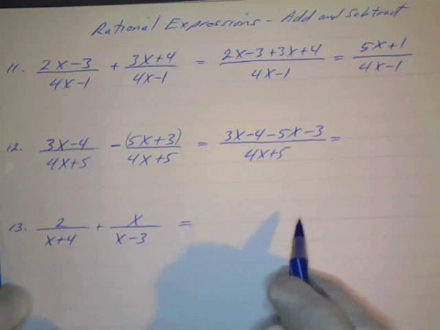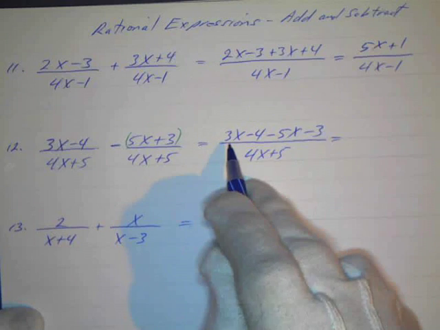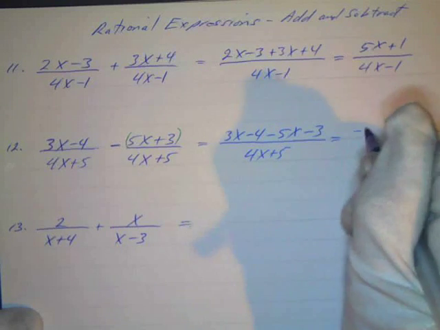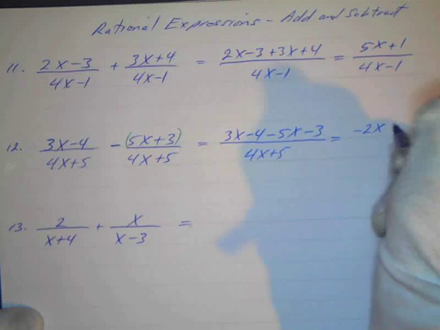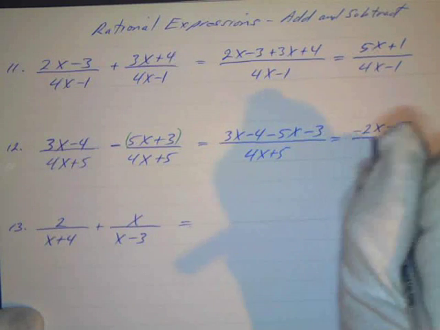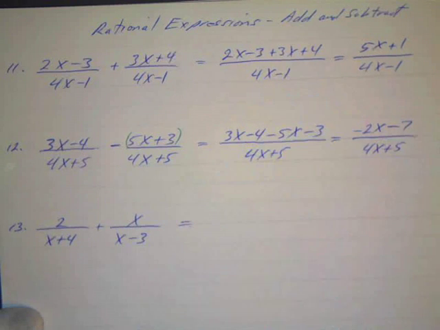And now we just simplify. Negative 5x plus 3x is negative 2x. So I have negative 2x, and negative 4 and negative 3 is negative 7. All over 4x plus 5. So there we go.